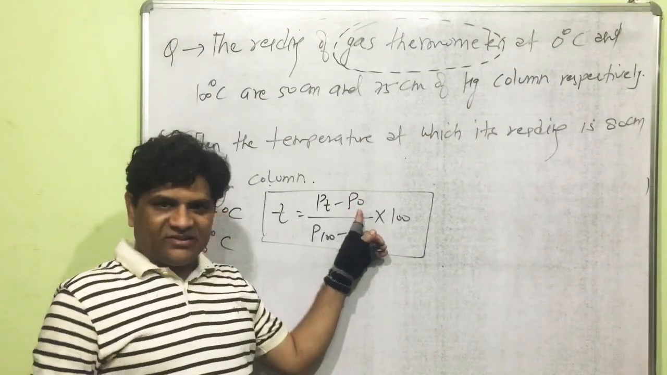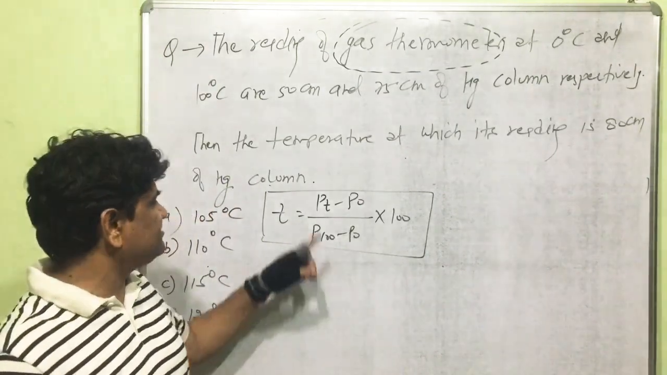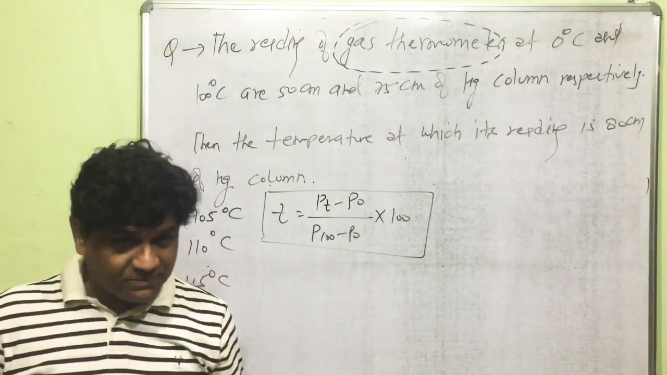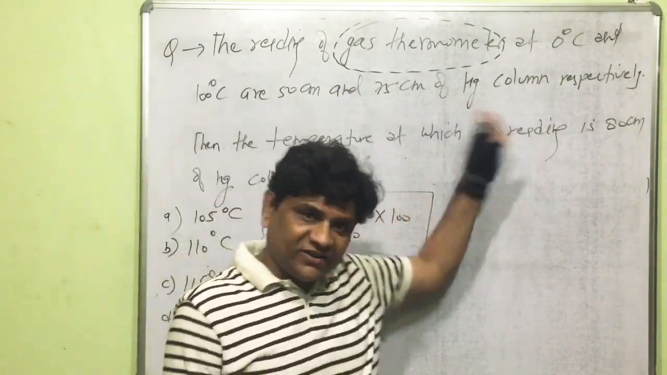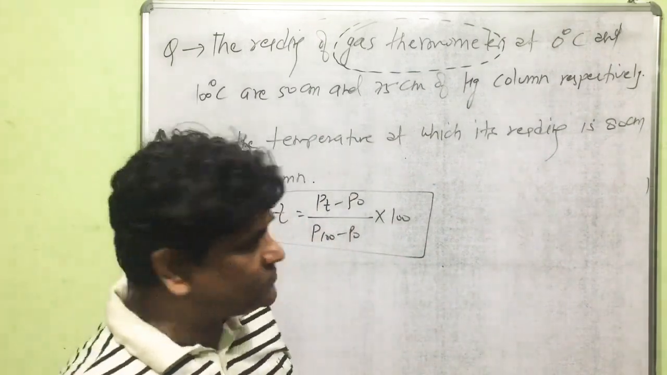P naught is the pressure of a gas at 0 degrees Celsius, P100 is the pressure of a gas at 100 degrees Celsius, and Pt is the pressure of a gas at unknown temperature. But there is a problem here. Here it is pressure we are using, but here we are using height of mercury column. There should not be any doubt in this part.